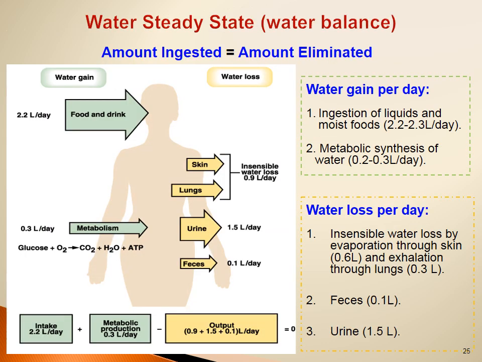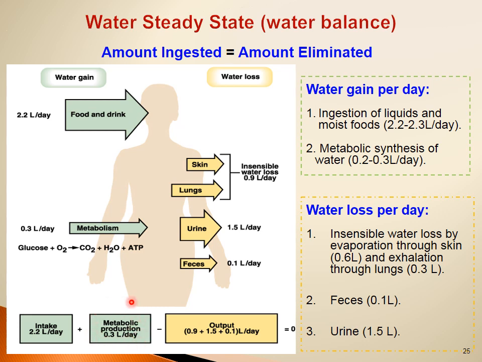As I said, there should be water balance or water steady state, where the water gain should be equal to the water loss. The water gain through food and drink is 2.2 liters per day, and from water produced from metabolism, 0.3 liters per day. So we have an intake of 2.2 plus a metabolic production of water of 0.3, so it is about 2.5 liters per day.